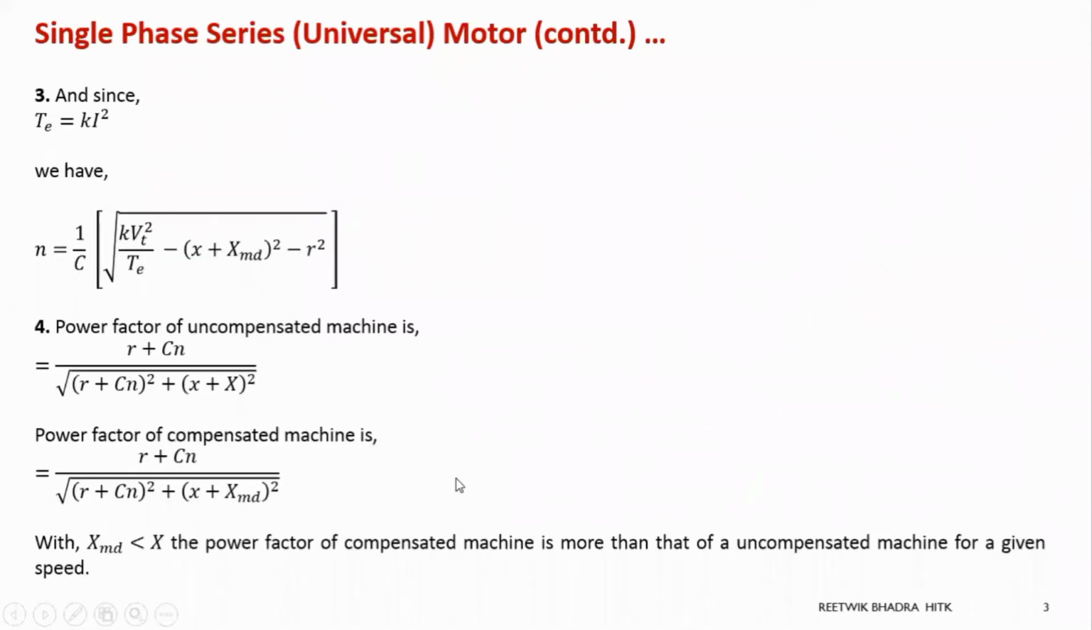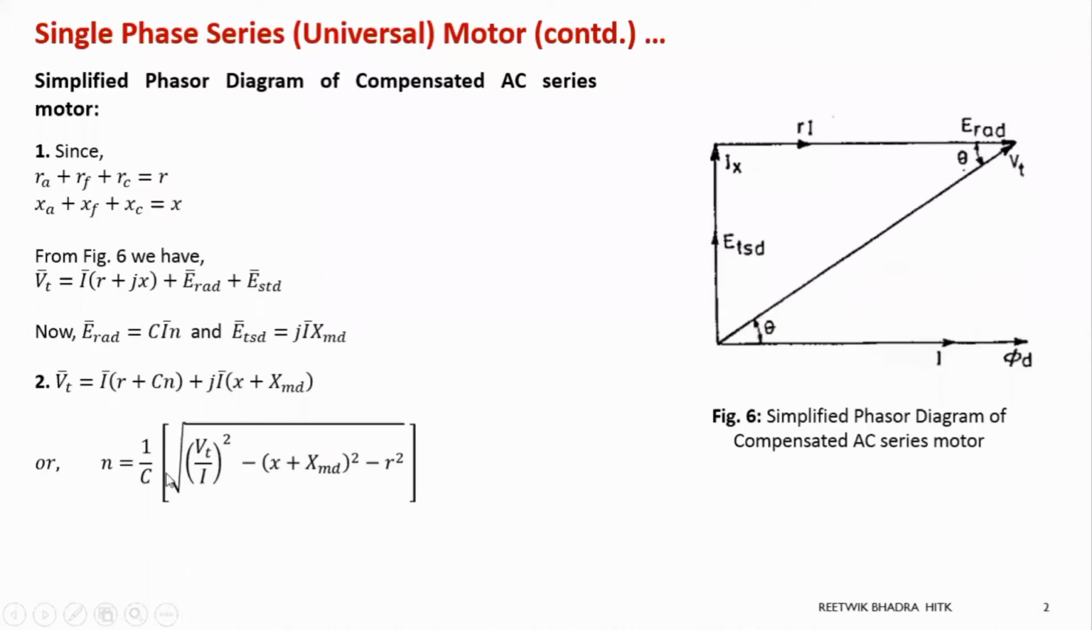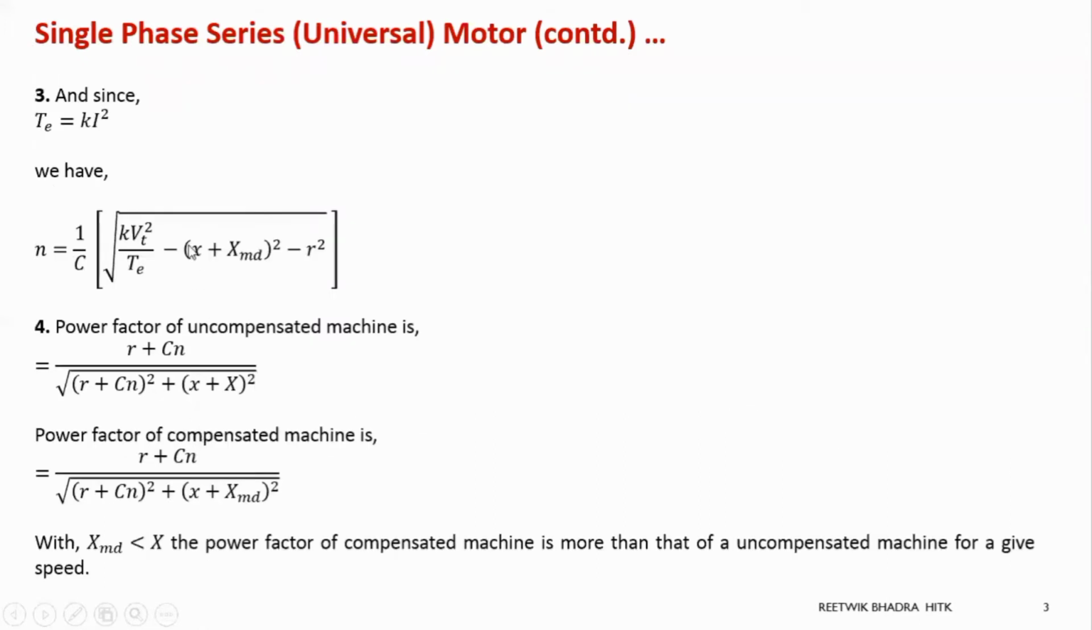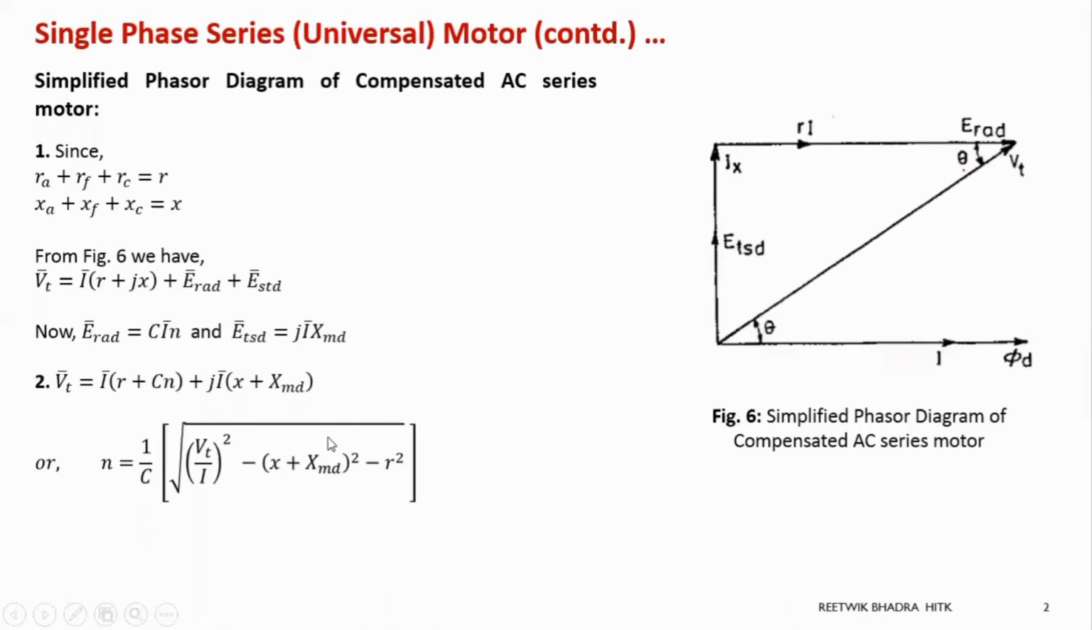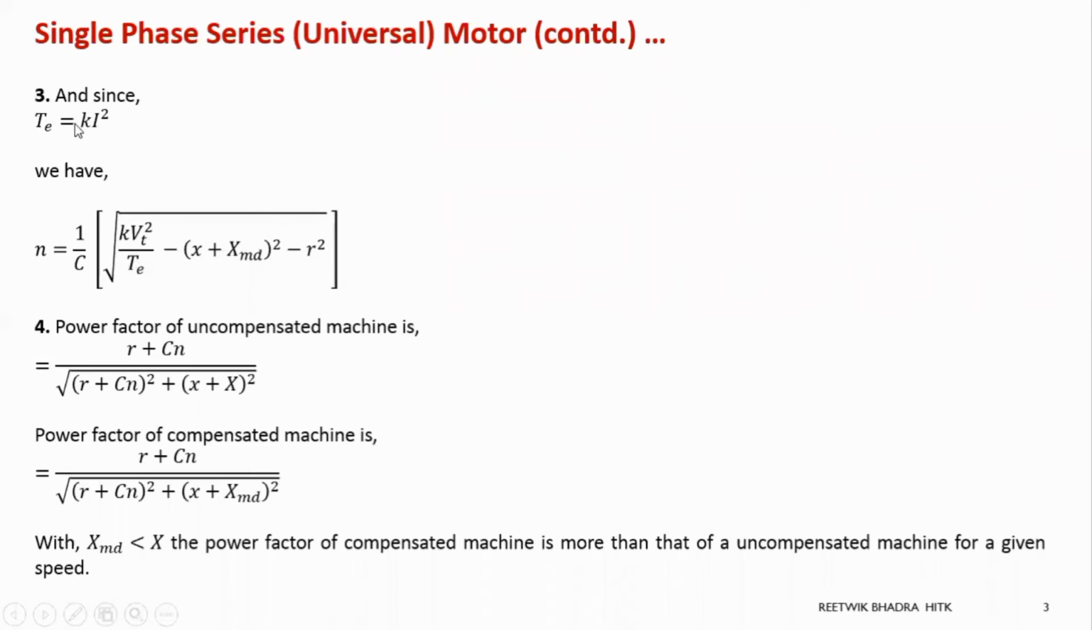Now we'll follow the same steps. Since it is a DC series motor, we know that the torque T_E will be K I squared. We want to plot the speed torque characteristics, so instead of writing in terms of I, I will be replaced by torque. I squared is basically T by K. So that is replaced over here: Vt squared by I squared, what is I squared? T by K, so K goes in the numerator and the rest of the terms remain the same.